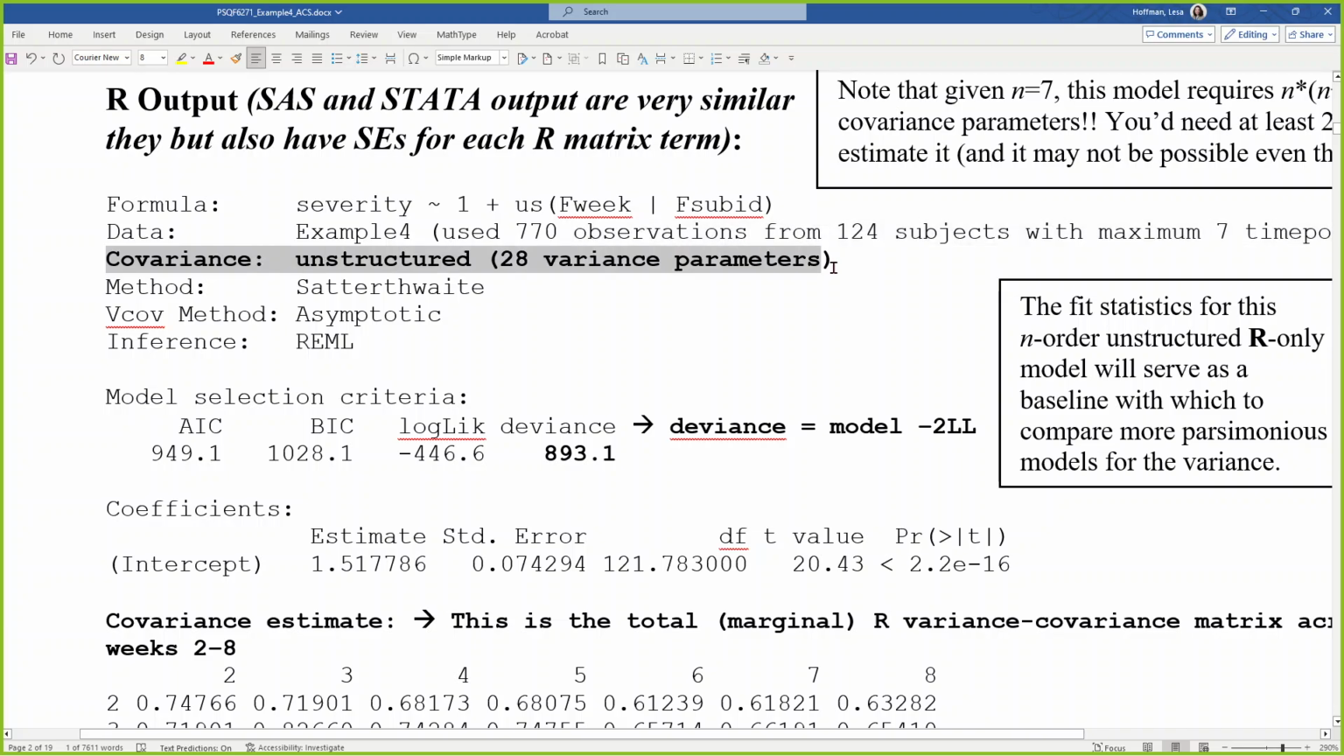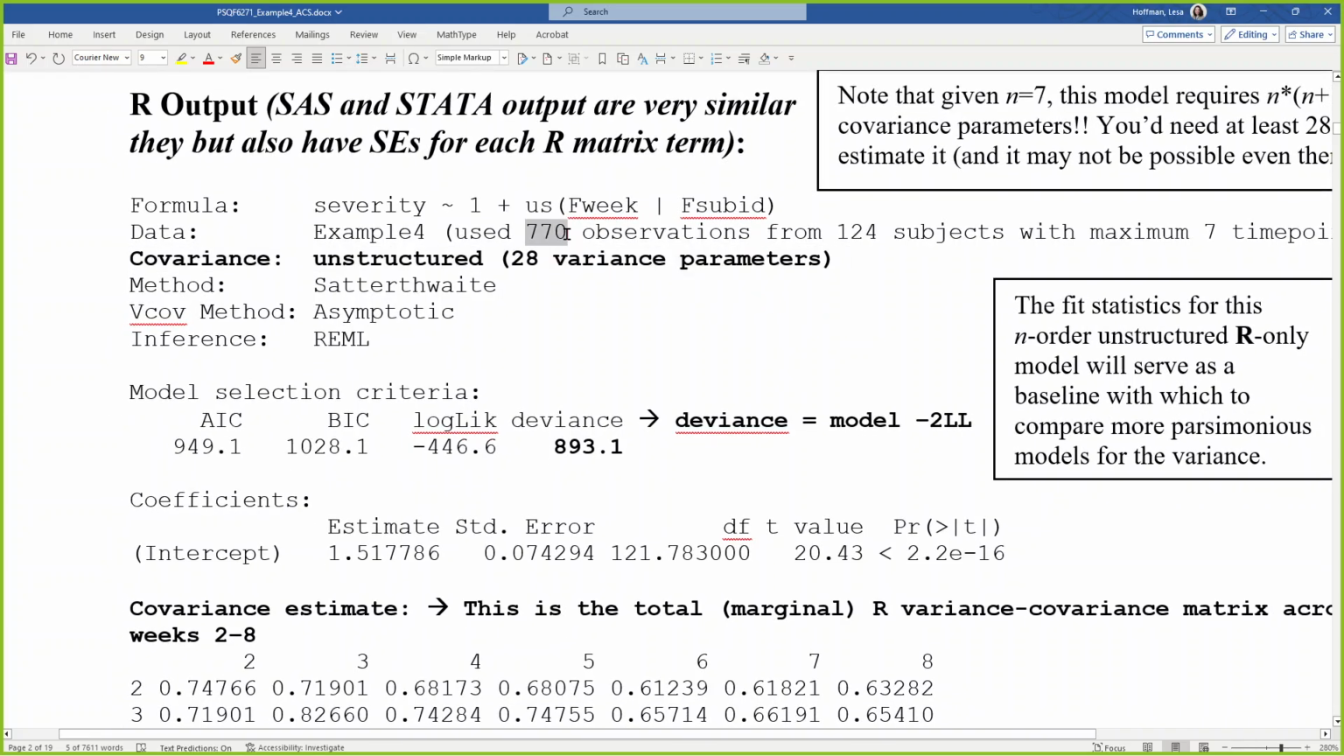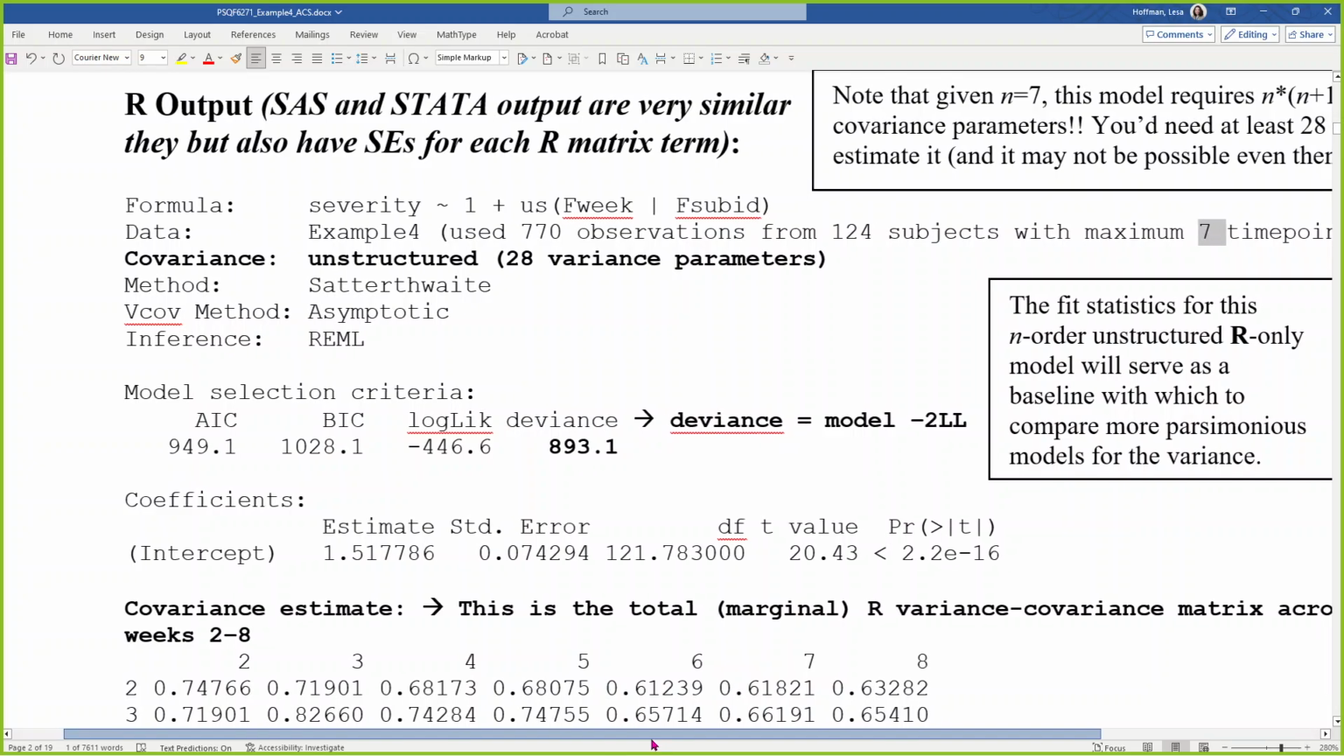So that's where we get down here. It tells you 28 parameters to fit this thing before we even start talking about stress or any of the other things that she cared about. Note that I have 770 observations from 124 subjects with a maximum of 7 time points. So there is some imbalance in the data, but it's mostly complete.